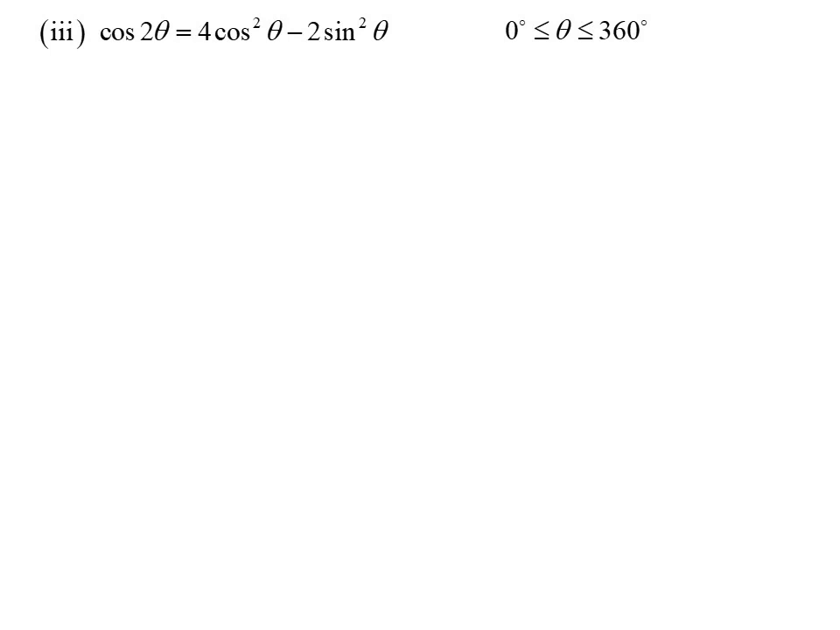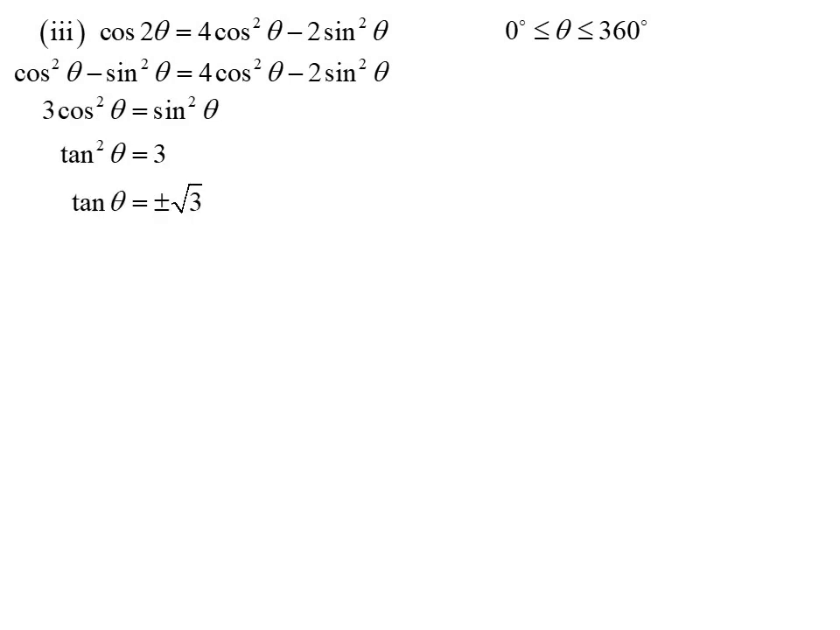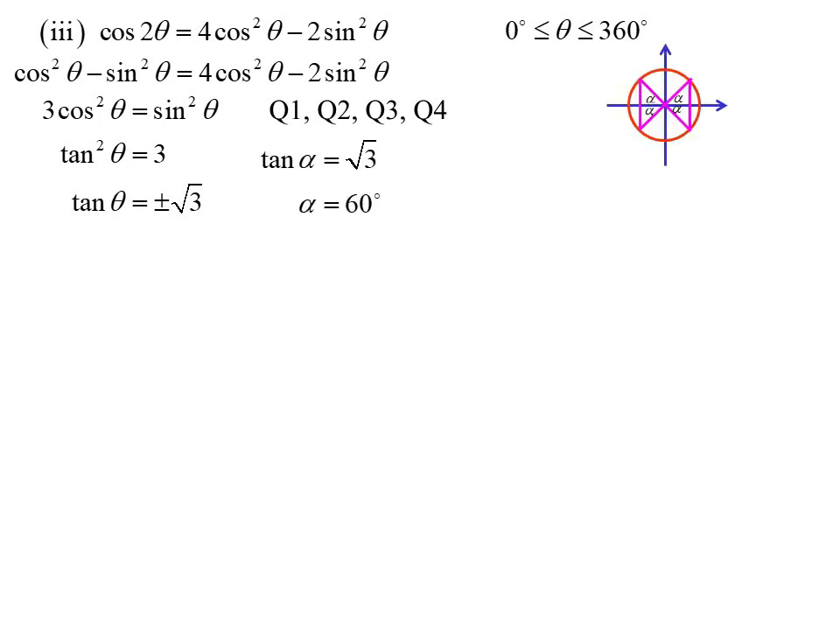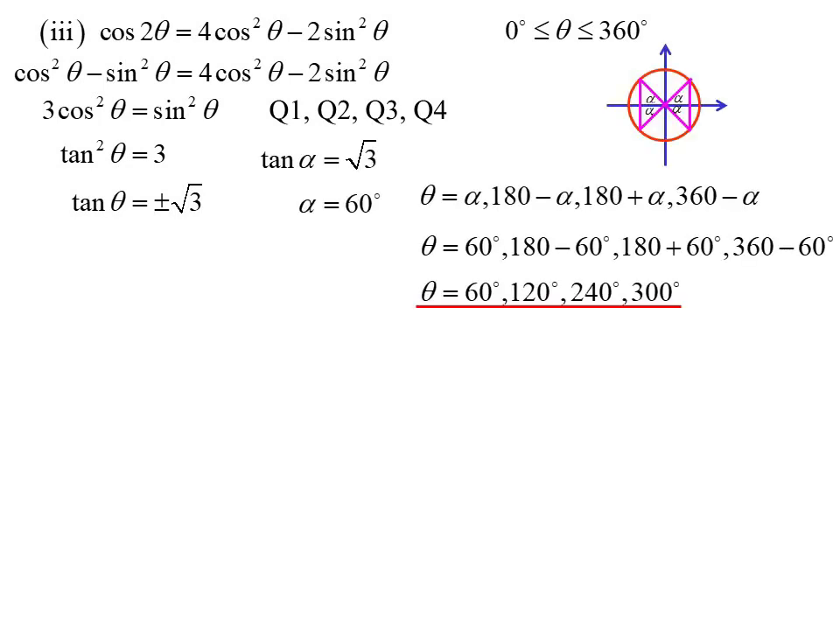Cos 2 theta and cos squared theta and sine squared theta. So we've got a mixture here. We've got angles that aren't the same. We've got trig values that aren't the same. So I think the first thing I'll do is change the cos 2 theta. I'm going to actually change this one to cos squared minus sine squared. I could have chosen one of the other ones and played around, but I've gone this way. And the reason I've gone this way is I can now say, well, 3 cos squared is sine squared. I can rewrite that as tan squared, because sine on cos is tan. And that gives me tan is plus or minus root 3. I'm in all 4 quadrants because we're plus and minus. Acute angle 60 degrees. There's my 4 answers.